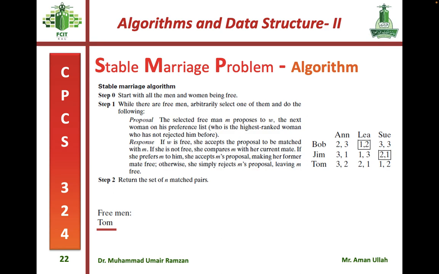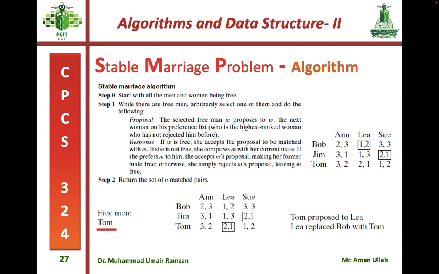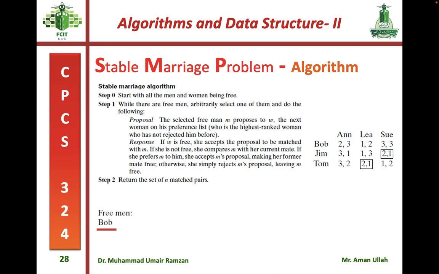Moving on to our last man, Tom. He prefers Sue, so he proposes to her. To Sue, she already found her man, Jim, so she rejects Tom. Thus he proposes to his second preference, Leah. To Leah, Tom is her first preference, so she will set Bob free and settle down with Tom. Thus, Bob is once again a free man.